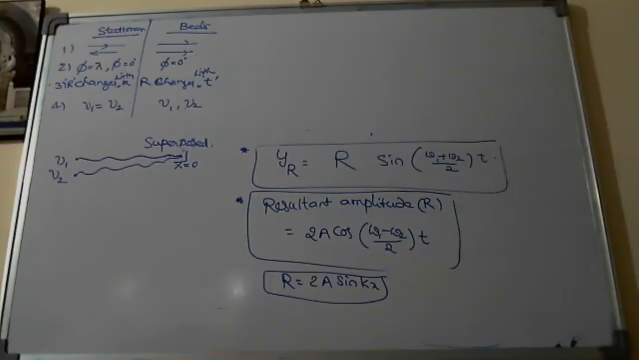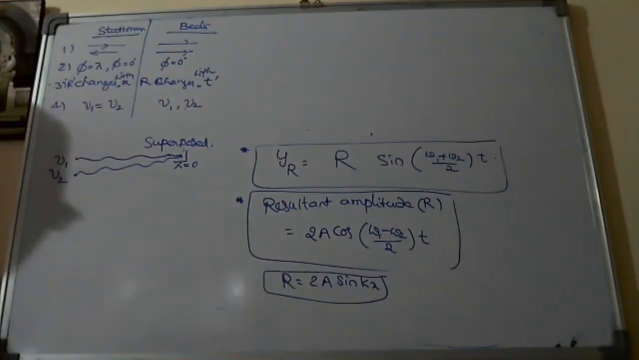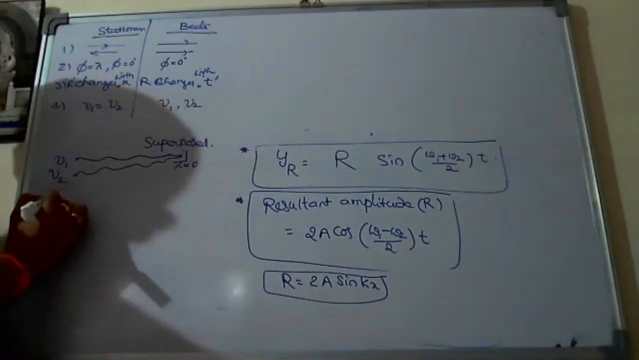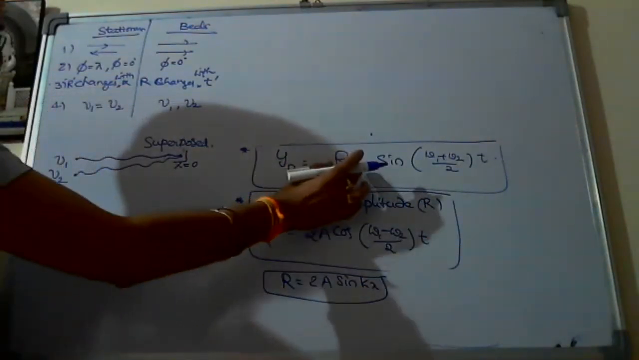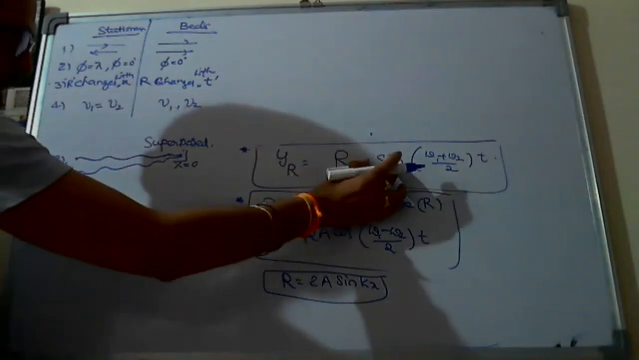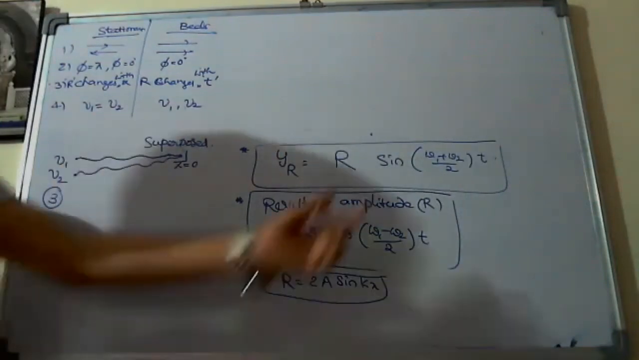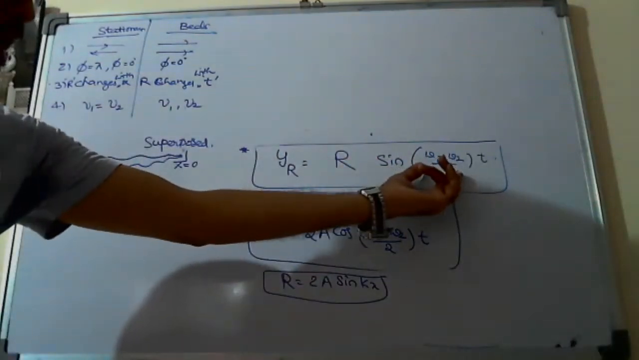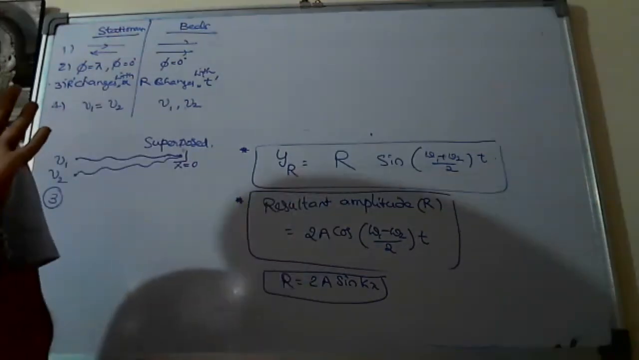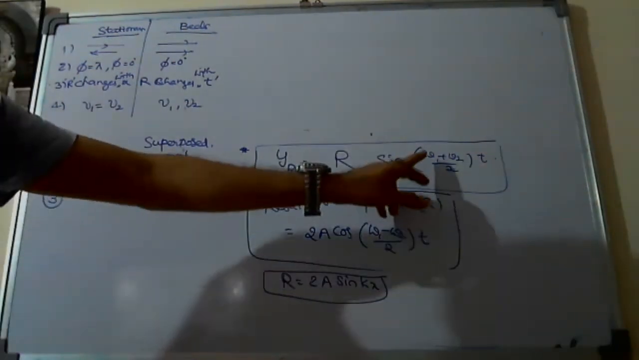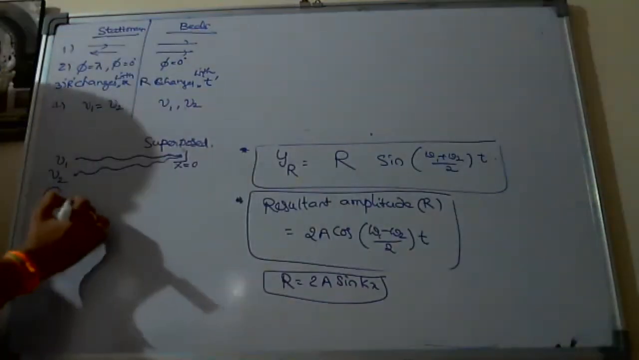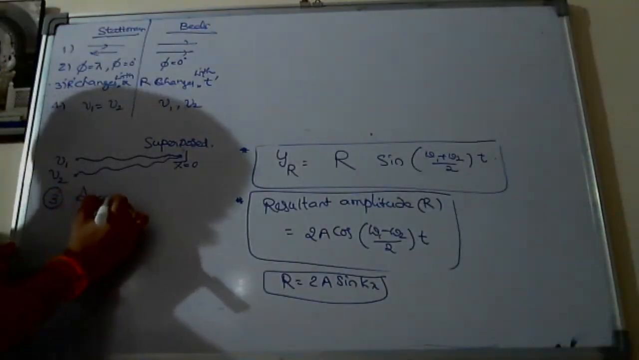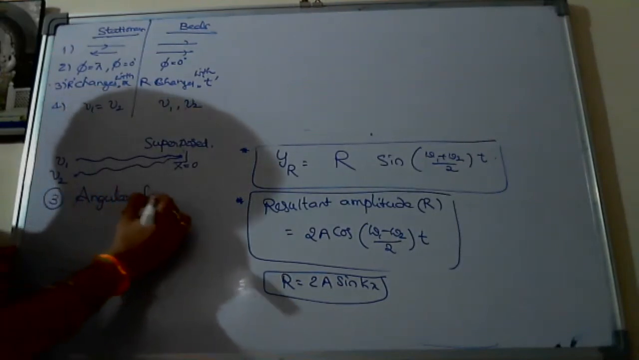In stationary waves, from the resultant wave equation, third point, it appears like R sin omega t. Okay, means the omega of the resultant wave is equal to (omega 1 plus omega 2) by 2. So third point: angular velocity or angular frequency.